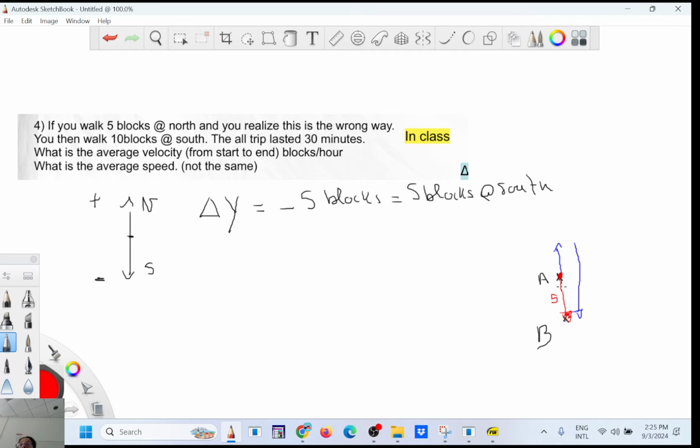Now, a vector can be copied and pasted. So that means I can make that vector here, I can make it here, I can make it here. It will still be the same vector, 5 blocks down. Okay?